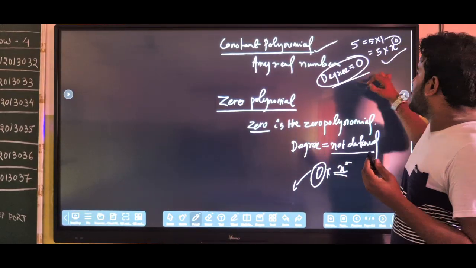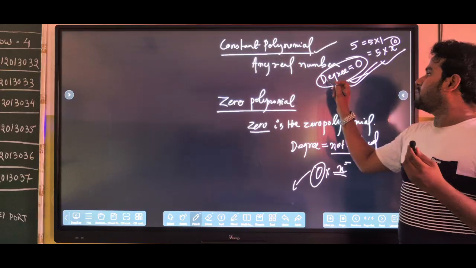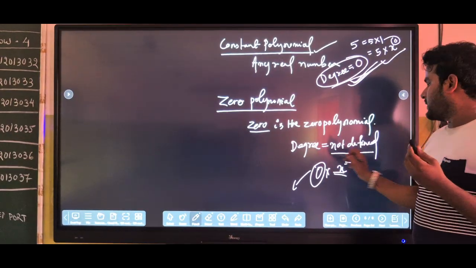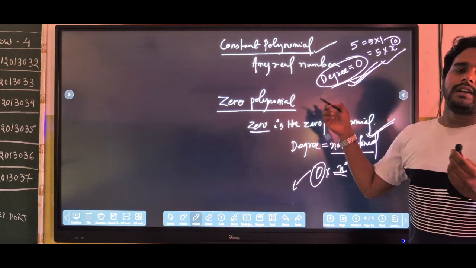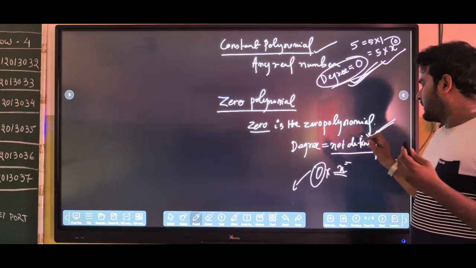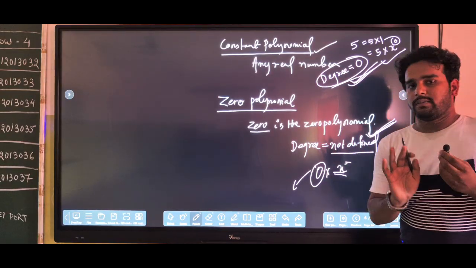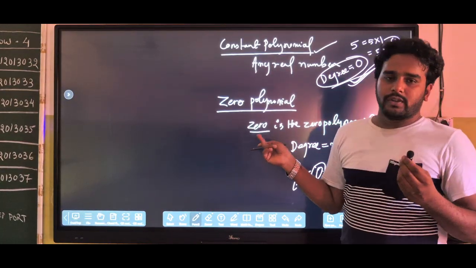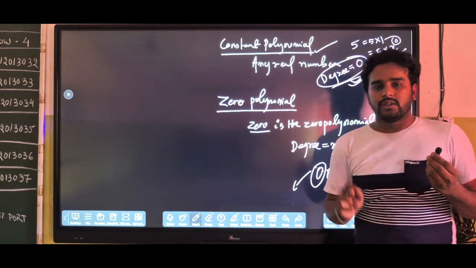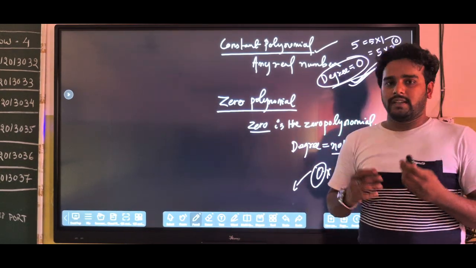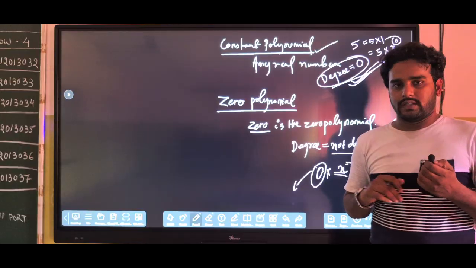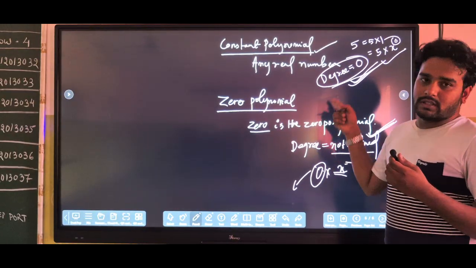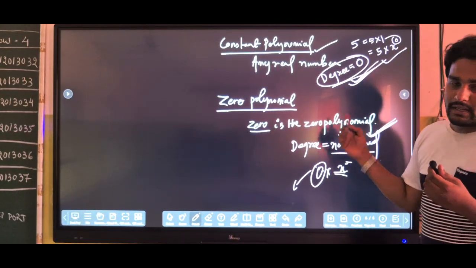Okay, so these are one mark questions. Degree of constant polynomial is 0 and degree of zero polynomial is not defined. This is very important. One question was there in the 2024 board, the assertion reasoning question in class 10. Many of the students did it wrong. So you have to remember these two things. So the degree part is finished.